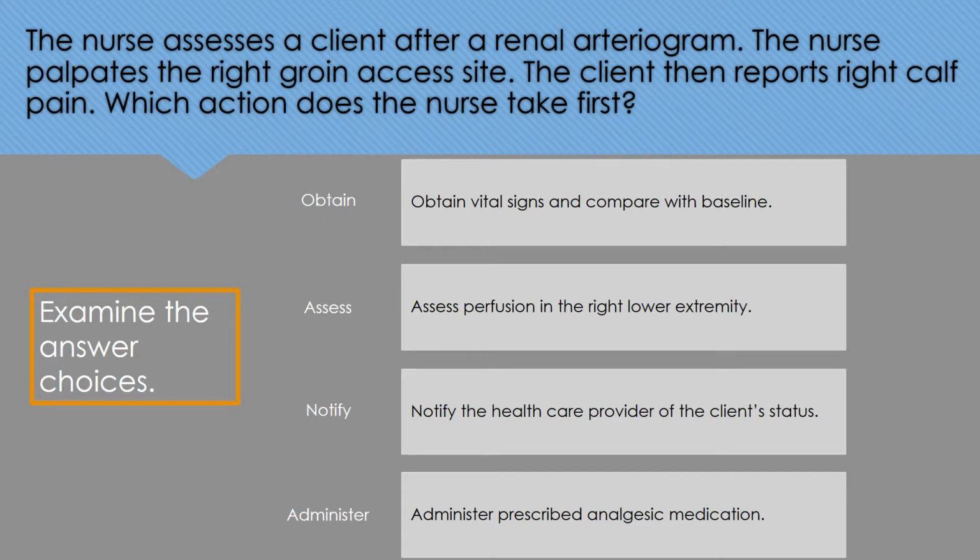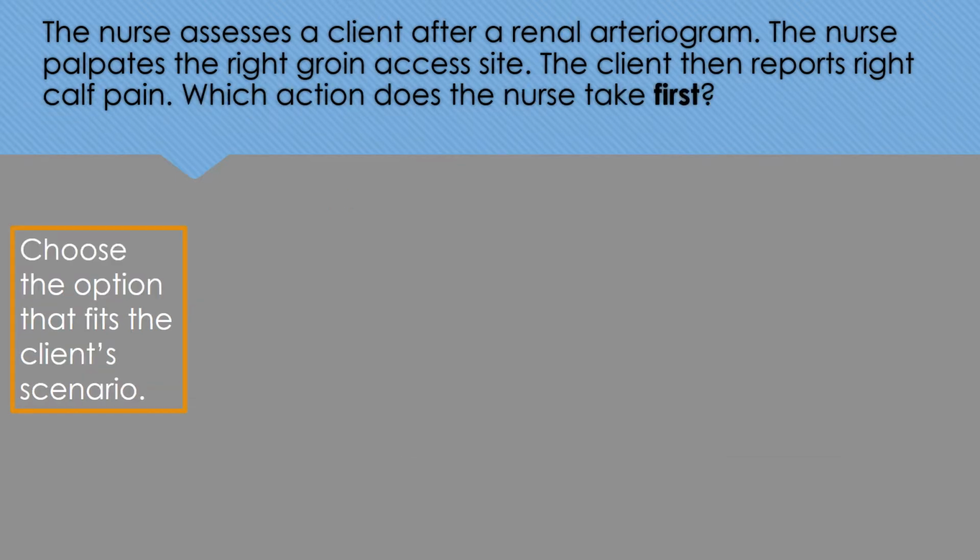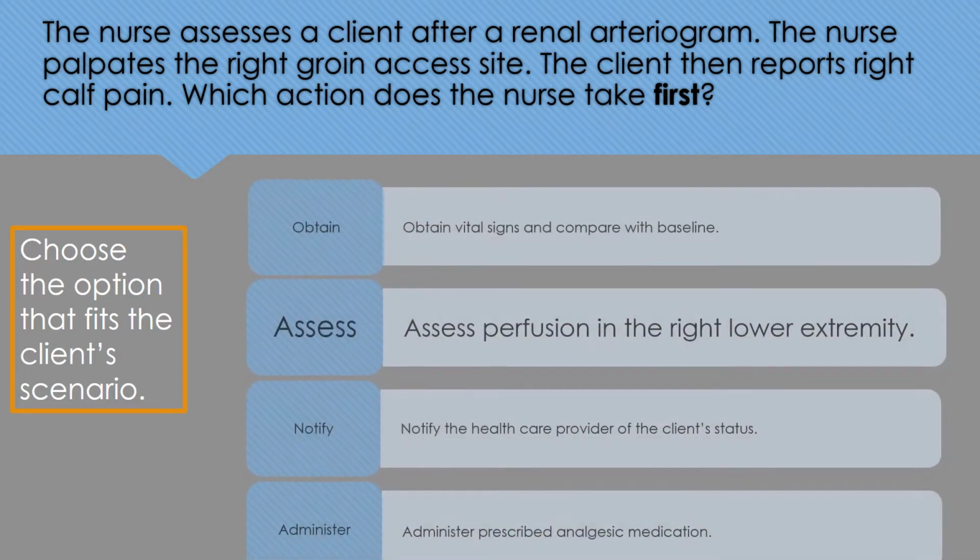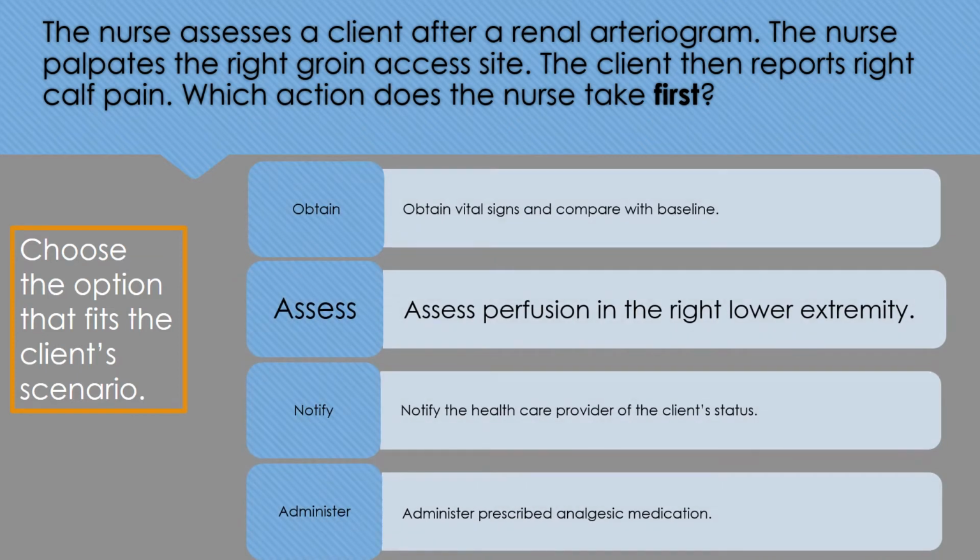Examine the answer choices. Obtain vital signs, assess perfusion, notify the healthcare provider, or administer medication. Choose the option that best fits the scenario. What action will the nurse take first? The nurse will first assess perfusion in the right lower extremity. A focused assessment based on the client's reports is essential. After doing this, the nurse can obtain vital signs if that hasn't already been done, notify the provider, and depending on what the provider says, the nurse might administer analgesic medications for the pain.